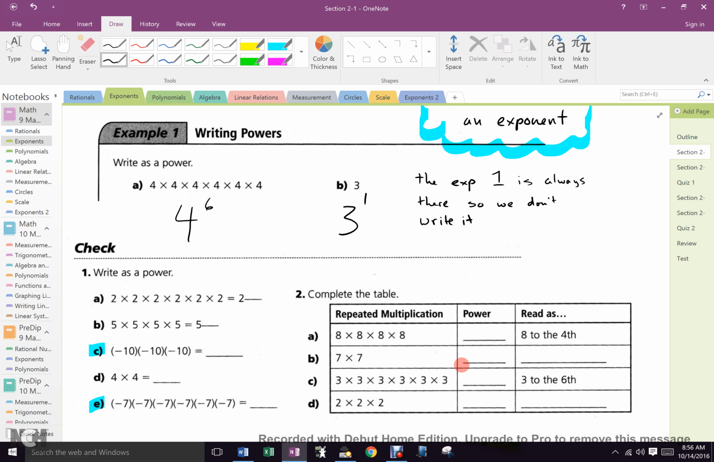So we just times all that? How many 2s are there? 1, 2, 3, 4, 5, 6. So this is 2 to what power? 6. Now do that for the rest of it.